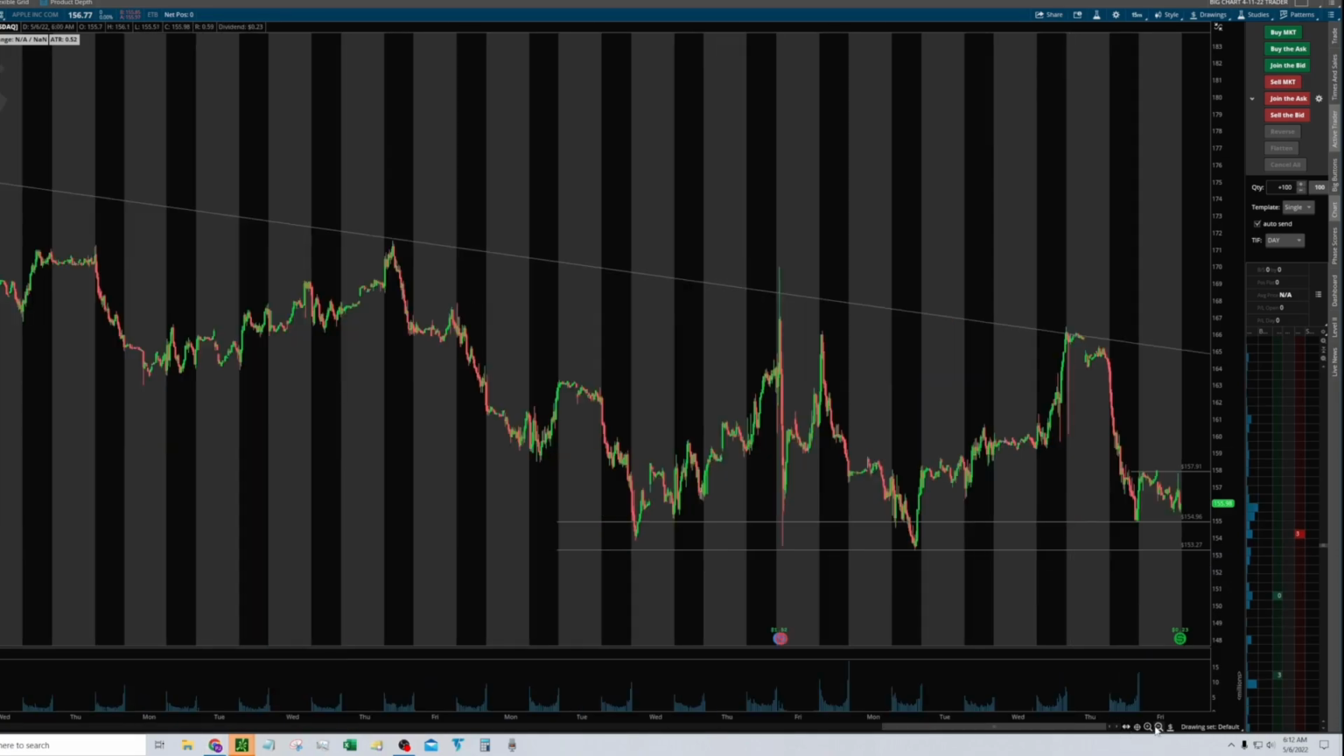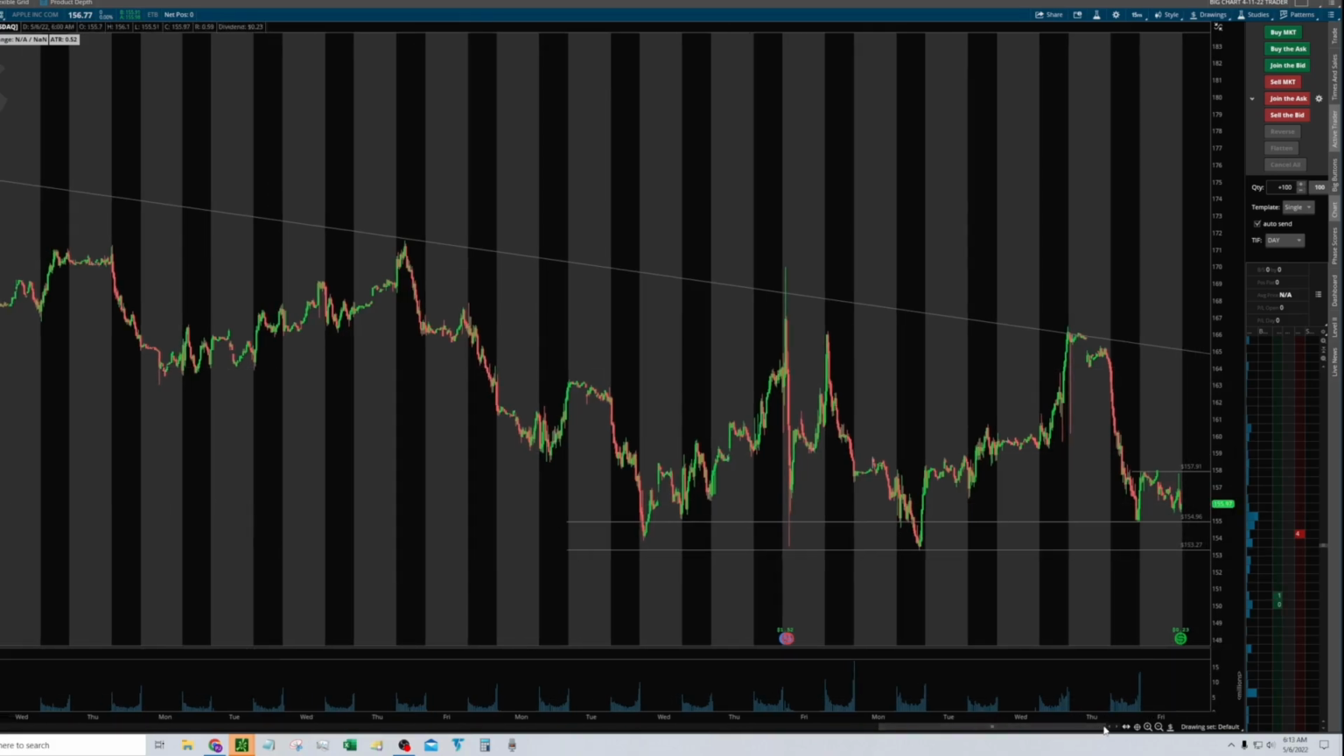How far can it go? I would say maybe up to 164, 165. That's where your trend line is sort of topping out there. If price were to touch those lines, I would be looking to exit out of my position in those areas.